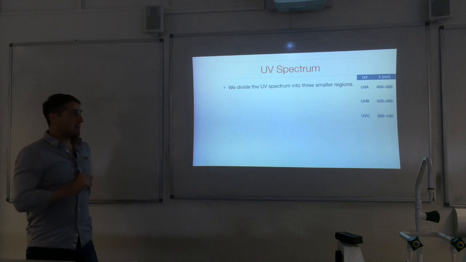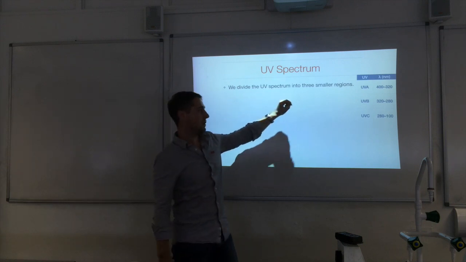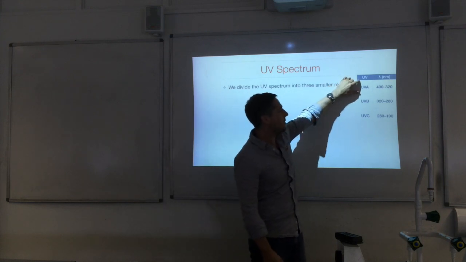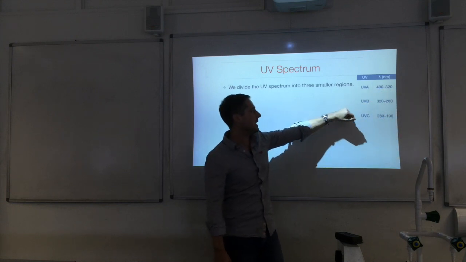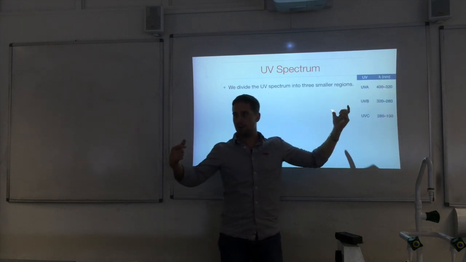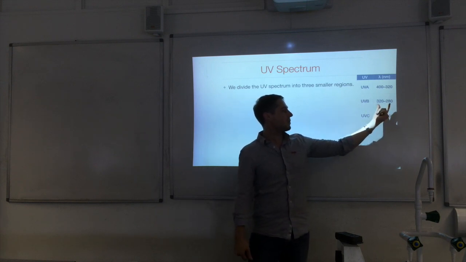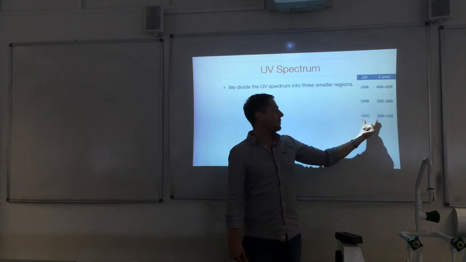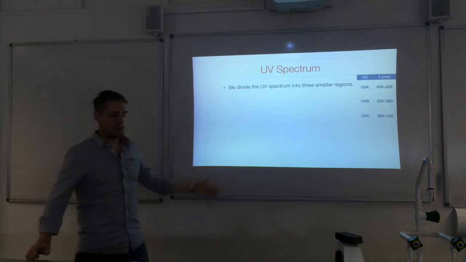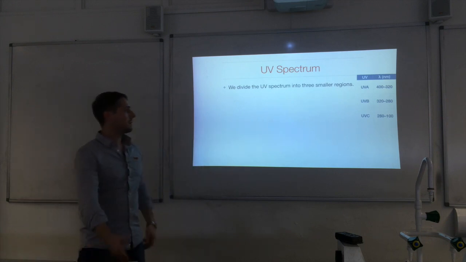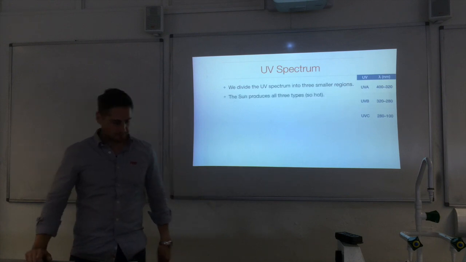What we do with this spectrum is we divide this into three smaller regions, like three subspectra, if you like. So we've got UVA with a wavelength range of about 400 to 320 nanometers. So you can see these are all shorter than the visible spectrum. UVB 320 to 280, and UVC 280 to 100 nanometers. Or, you know, there is some blending in with the visible spectrum because it's not a distinct beginning and end.